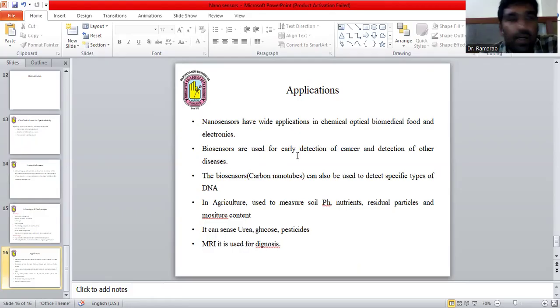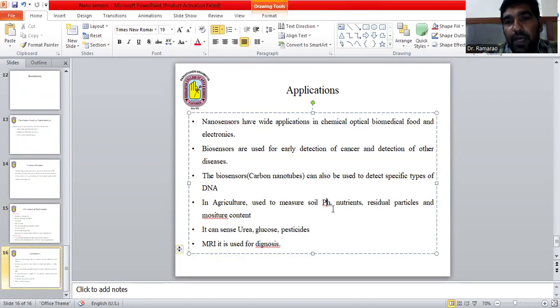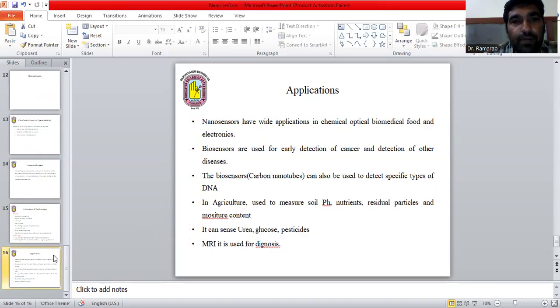Biosensors. There is another concept of biosensors. Biosensors are used for the early detection of cancer and the detection of various other diseases. And DNA purposes also. The biosensors are also used to detect specific types of disease, to measure the soil pH, nutrients, residual particles, and moisture content. So nanosensors also measure urea, glucose, and pesticide levels. And in MRI, it is used for diagnostic purposes.